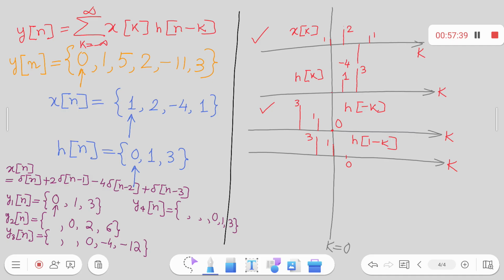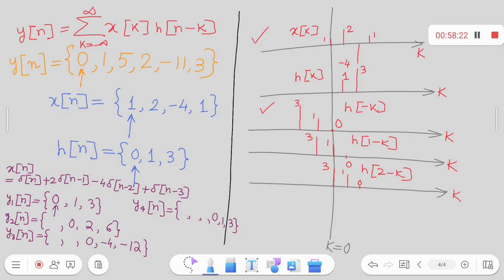Next, what you do? Next, you shift this entire thing by an additional unit, and let's call it h of 2 minus k. How does it look then? 3 here, 1 here, and 0 there. We call it h of 2 minus k. Right?